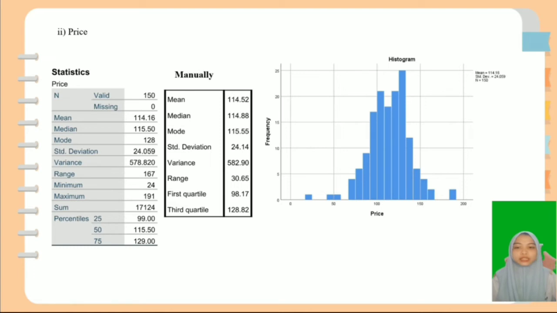Number 2 is price. There is a difference in values between calculation using SPSS software and manual calculation. The values of mean, median, mode, standard deviation, and variance are different. And the shape of distribution is skewed to the left.